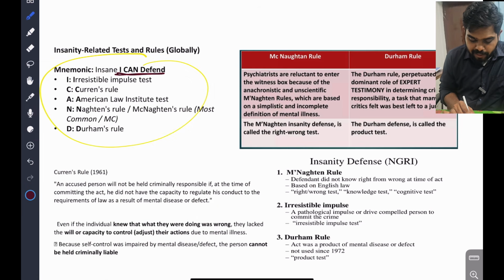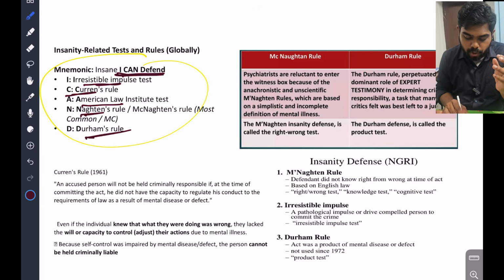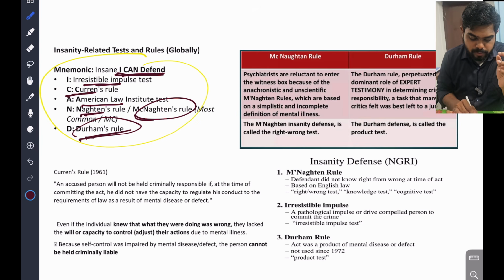I CAN D. I, irresistible impulse test. C, Curren's rule. A, American Law Institute test. N for McNaughton's rule, and D for Durham's rule. So we should know McNaughton's rule, Durham's rule, Curren's rule, like that.